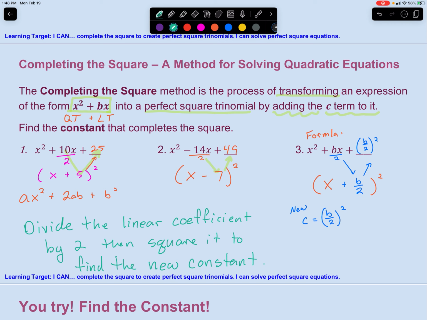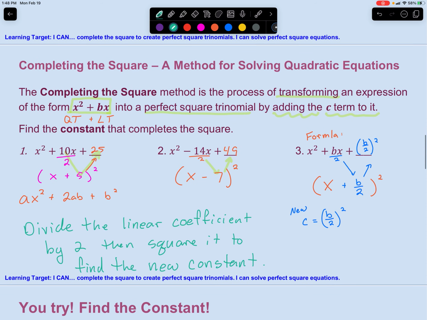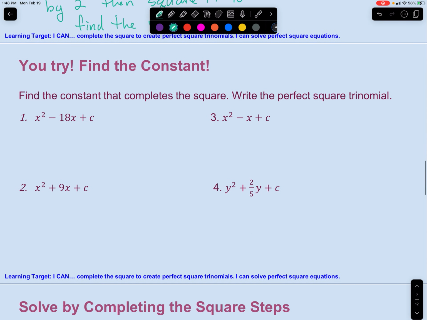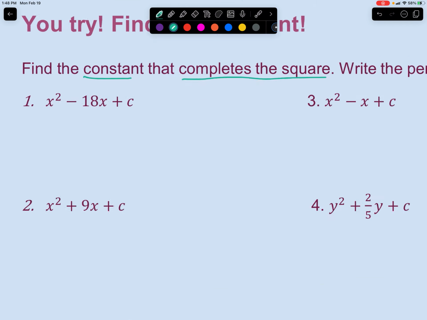So we're going to apply this process to some quadratic equations so that we can solve them by square roots. So here's some more examples on how to find the constant. Take a moment, pause the video, and try to do it on your own. Okay, so I'm hoping you took the time to try to find the constants on your own, and I'm going to tell you what they are.